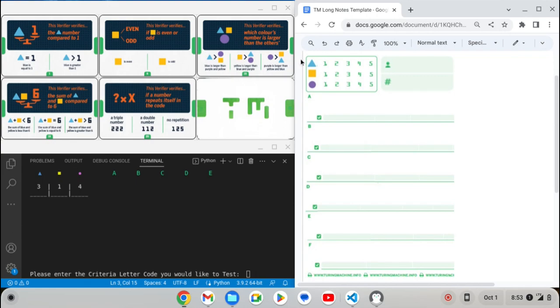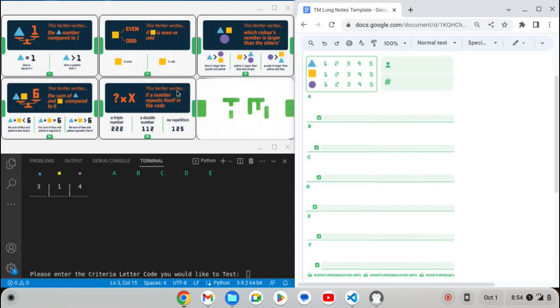Criteria card C will take a look at our 3 digits, triangle, square, and circle, and will let us know which one is the absolute largest. Should triangle be the largest, should square be the largest, or should circle be the largest? Criteria card D will take a look at our first 2 digits, triangle and circle, add them up, and compare the sum to the number 6. So should the sum of the first 2 digits be less than 6? Should it be equal to 6? Or should the sum be greater than 6?